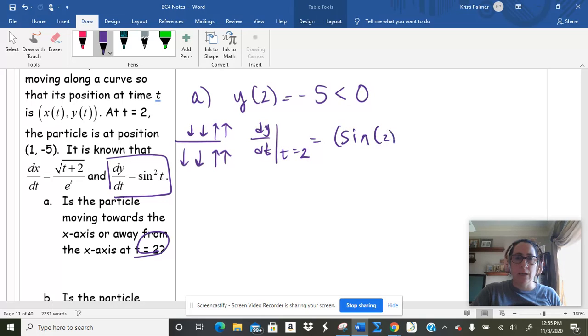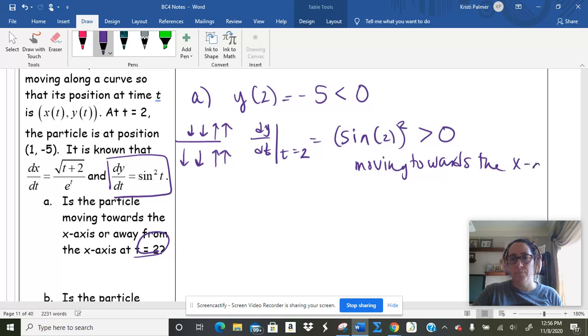That equals the sine of t all squared, which I know has to be greater than 0 because I'm squaring. So now I have opposite signs, so we are moving towards the x-axis. That started with a y value that was in the negative, moving up towards the x-axis.